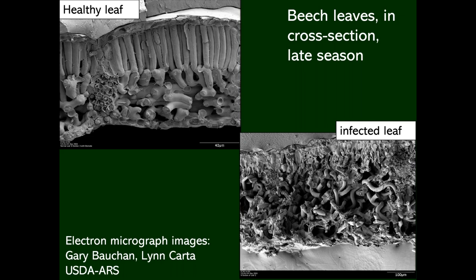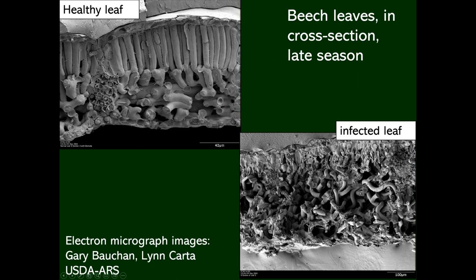Okay, so where we are now, I just want to show some really wonderful micrographs made by Dr. Lynn Carta at USDA in leaf cross sections, the difference between an uninfected leaf in the upper left-hand corner here. These are cross sections of a leaf. So this is the underside, this is the upper side. So abaxial, adaxial, this is a leaf vein bundle. You can see the spongy mesophyll, the palisade layer here. And this is what an infected leaf looks like.